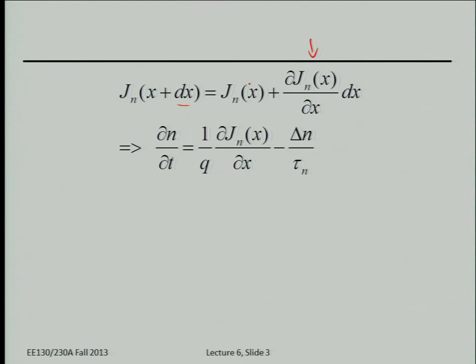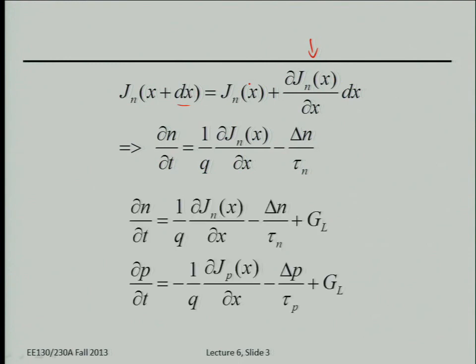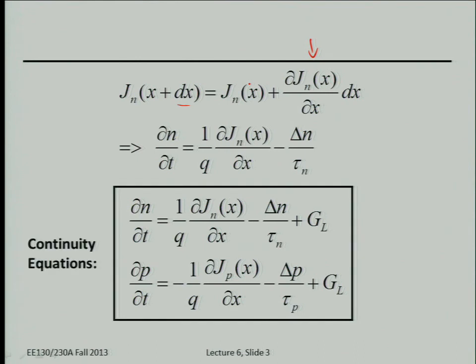Okay, so the rate of change in the electron density is going to depend on the rate at which the current density is changing over distance. So the change as a function of distance of the current density. And then you have to also take into account net recombination. All right, so we have a simple set of equations then. So these are the continuity equations for electrons and holes.